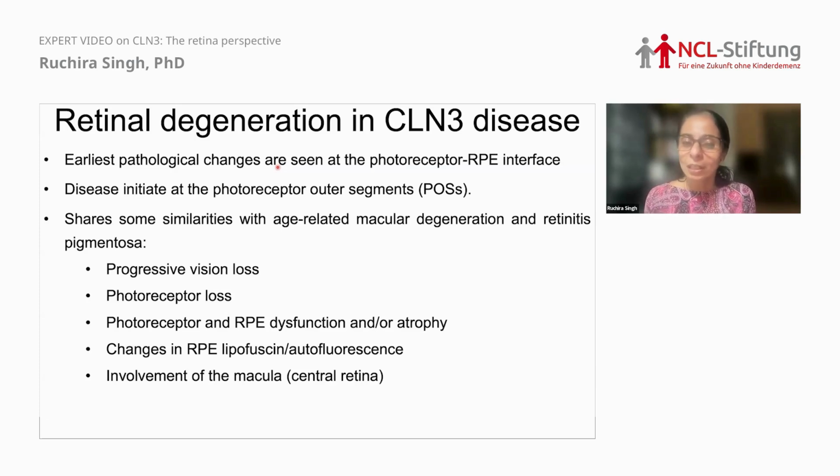There are changes in the lipofuscin or autofluorescence levels in the RPE monolayer, although they might be different, increased in macular degeneration versus decreased in CLN3 disease. Or in some forms of retinitis pigmentosa, like Mortier-associated retinitis pigmentosa, you might see more of the phenotype that's seen with CLN3 disease. So it does seem to mimic certain aspects of the more common retinal degenerative diseases.